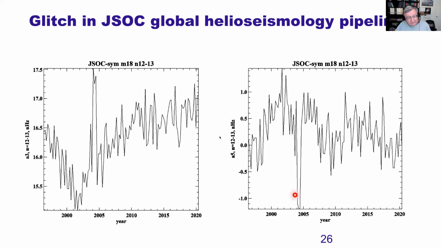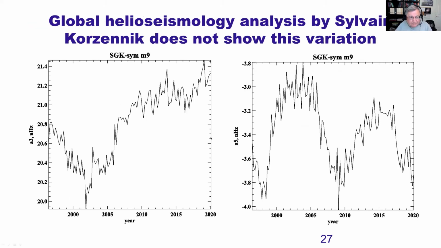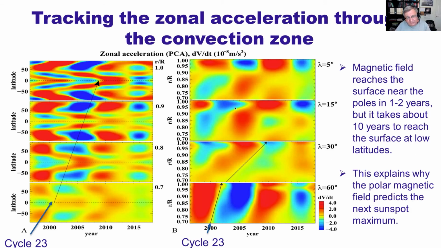And so then we had to do some different analysis. I asked Sylvain Korzennik to repeat this, and his fitting didn't show this. So that's why we now believe that this is actually a glitch in the data analysis. So then what I was talking about is the data after applying the principal component analysis. So now we can look at this. It's quite a clear picture, and we can trace the zonal acceleration pattern through the convection zone.